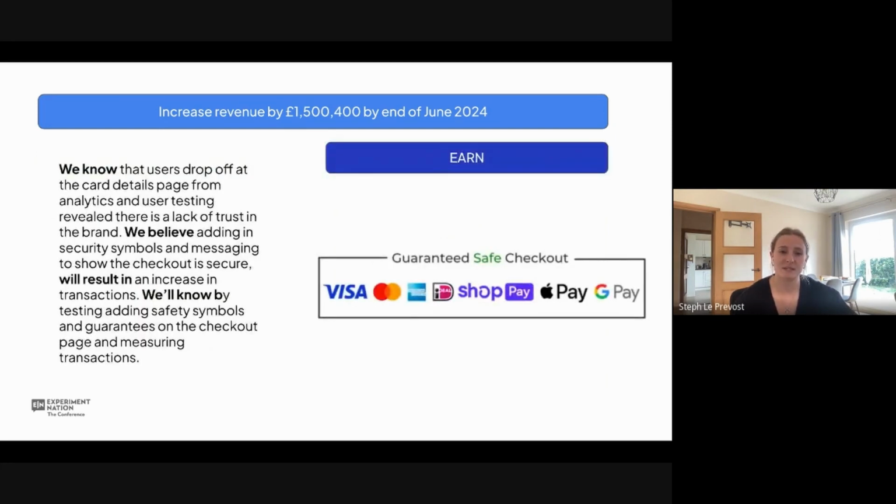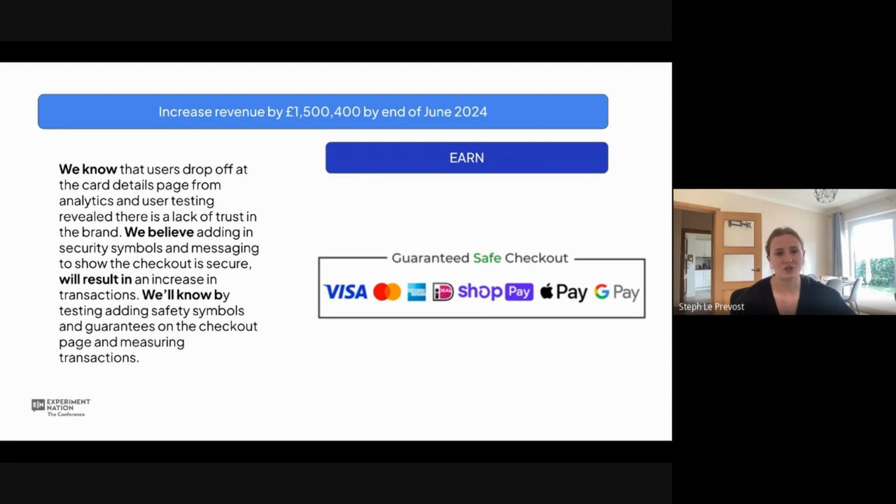So the other arm of experimentation is earn, and this is where everything ladders up to your revenue goal. It's all really driven by research. There's not really a lot of room for opinions and de-risking here. This is your bread and butter. These are the things that give you that return on investment. And they have really strong hypotheses like this.